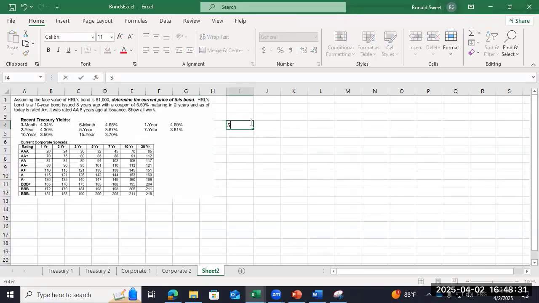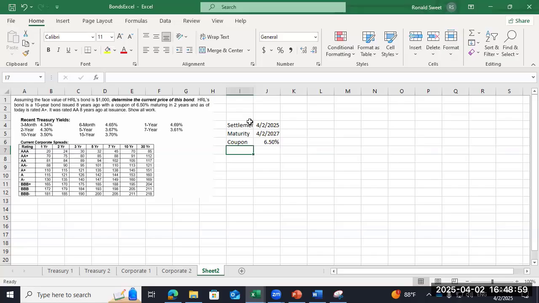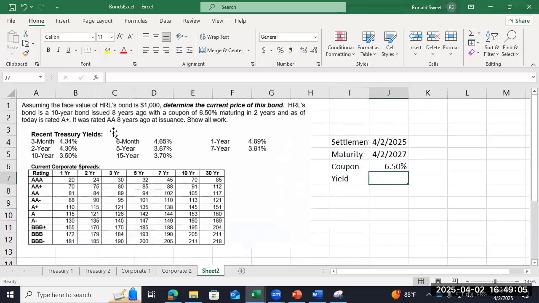So I just want to get the duration. Our coupon is 6.5%. And our yield. So what is our risk-free rate here? 4.3, right? It's a 2-year bond, so 4.3.